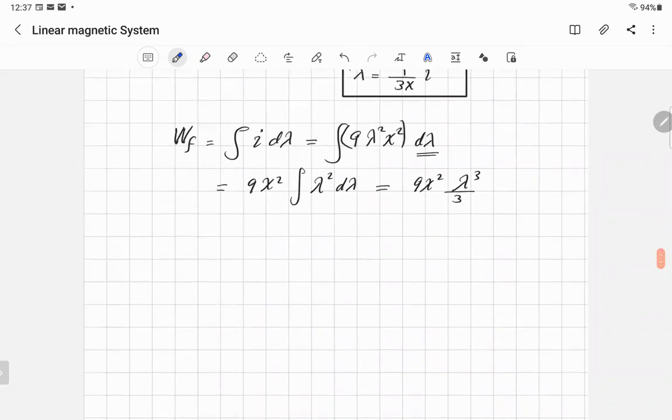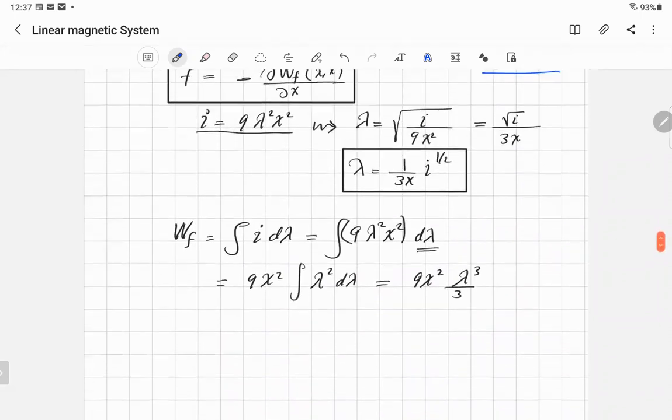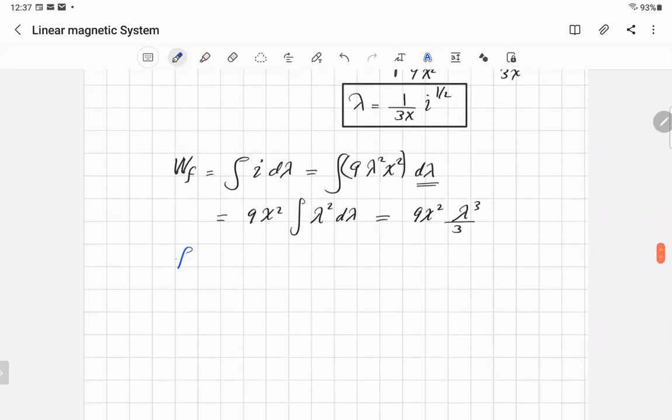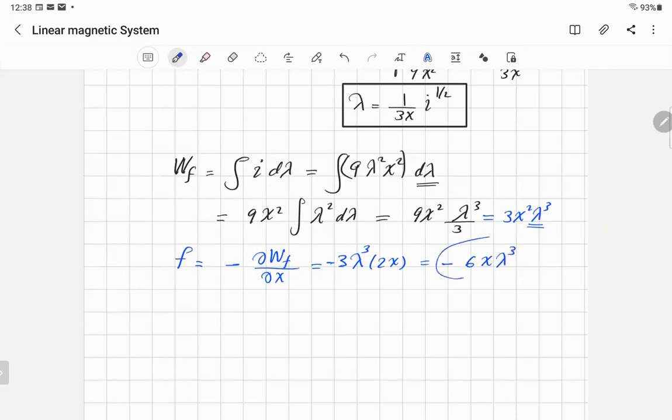Now I got the formula for WF. We got the formula for the stored energy because I want to find the force. So the force equals the negative of the differentiation of WF with respect to x. All right. So the force is equal to minus dWF/dx. Let's differentiate. We should simplify first: 9 over 3 is equal to 3, so 3x squared lambda squared. So 3 is a constant. You are differentiating with respect to x, so lambda will be constant with respect to that. And what's left is x squared. What's the derivative of x squared? It's equal to 2x. So the answer would be negative 6x lambda cubed.